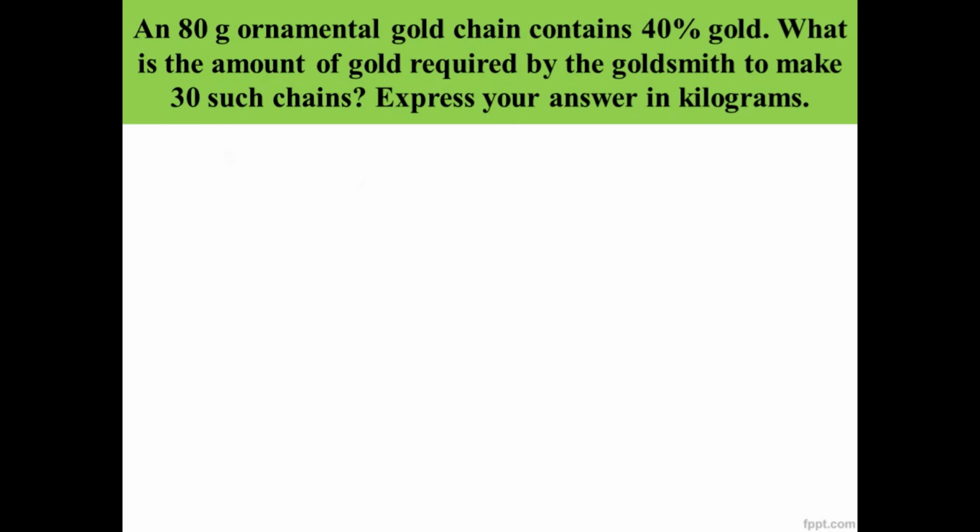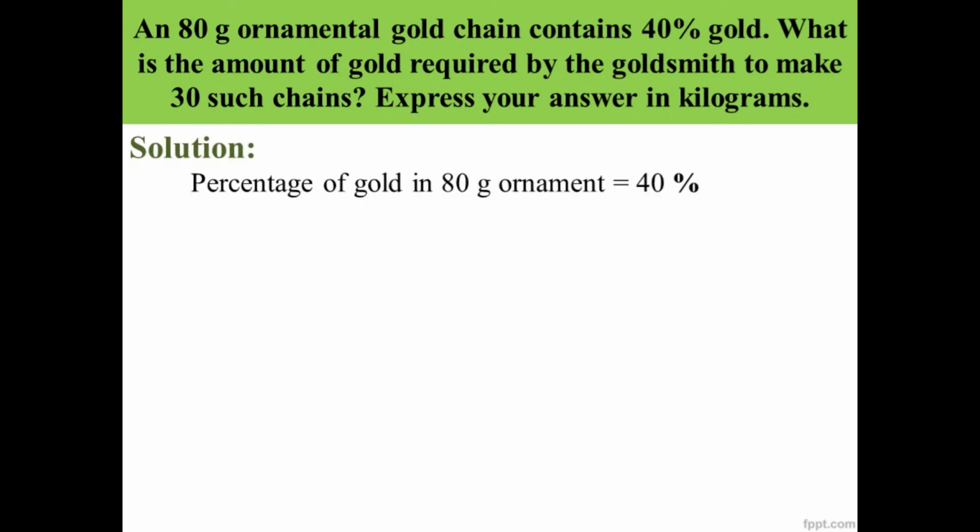An 80 gram ornamental gold chain contains 40% gold. What is the amount of gold required by the goldsmith to make 30 such chains? Express your answer in kilograms. In this question, they have given that 40% gold is used to make an 80 gram gold chain, and they asked us to find the amount of gold used to make 30 such chains. Also we have to convert the answer to kilograms. The solution.